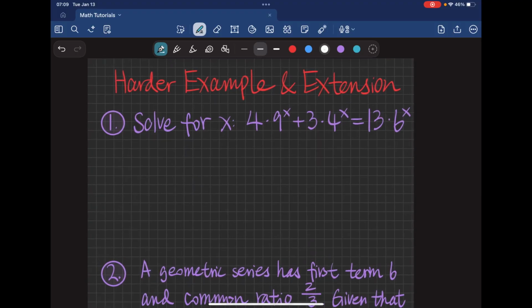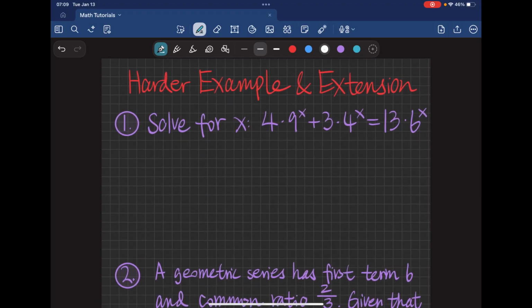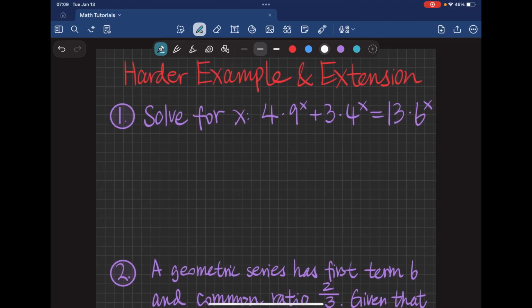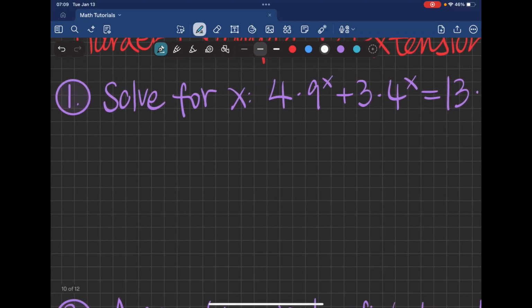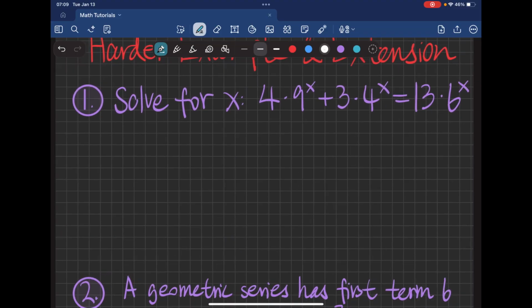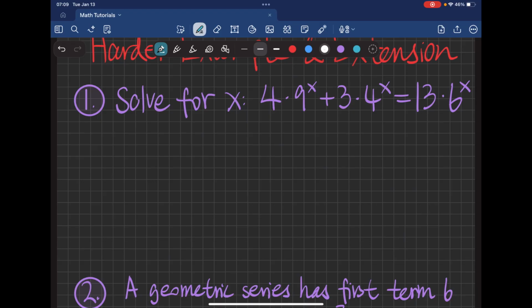Now I want to talk about some harder examples and some extension problems that involve other tricks or just combine the tricks that I just mentioned. So the first example involves base unification and then double substitution to solve it. We can rewrite it in a way that will let us have the same base and then we can substitute stuff.